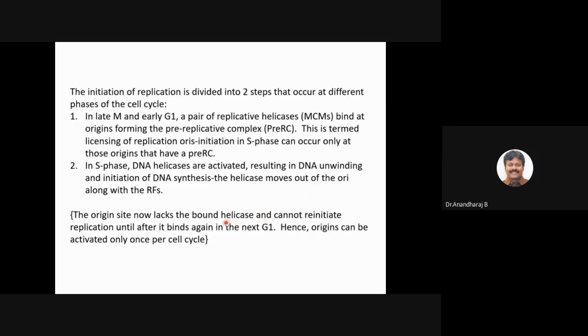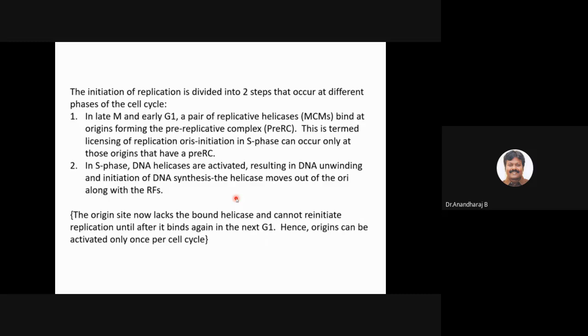It will melt the hydrogen bonds and the double helical structure will be converted into single stranded DNA. That is unwinding, bulging. Okay, initiation of DNA synthesis: the helicase moves out of the origin. So the helicases start moving away from the origin of replication.